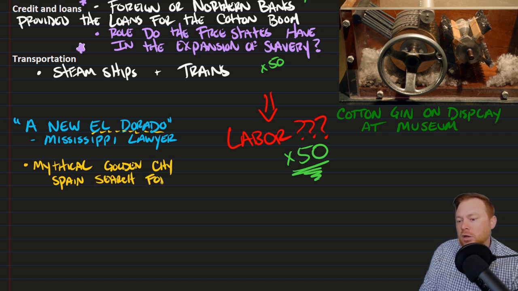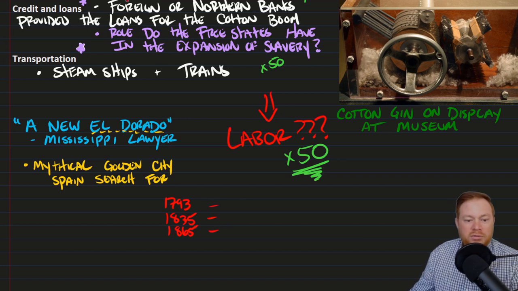So the idea was that cotton had become so profitable that it was like discovering a golden city, right? These crops. And just to give you an idea of the expansion of slavery, we can get it purely through statistics. We have 1793, 1835, and 1865. We'll hold off on slavery first, but we'll just look at cotton. And with cotton comes the increase in slave labor.